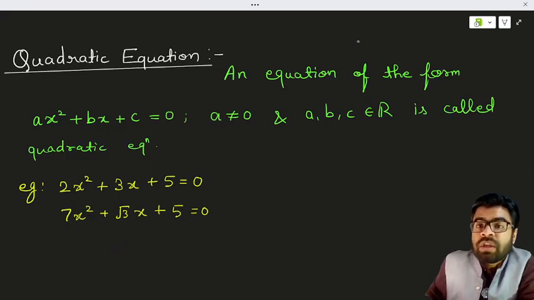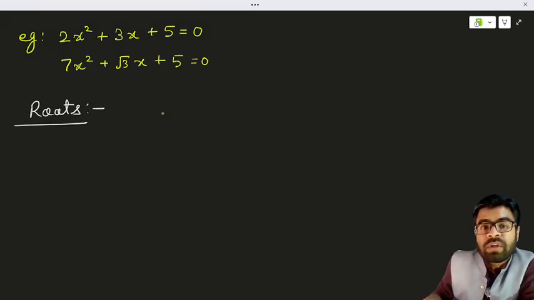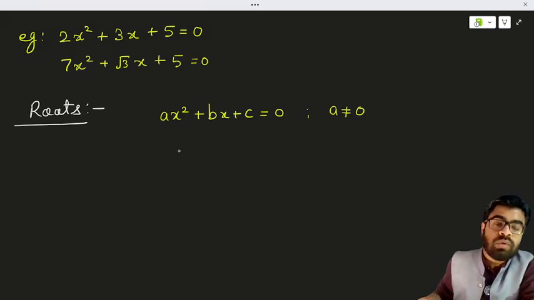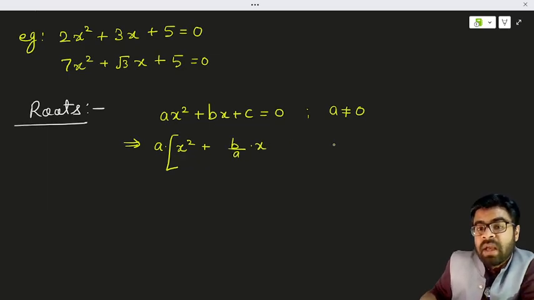Clear? Now let's write down the next heading, that is roots. So how can you find the roots of a quadratic equation? Suppose I have a quadratic equation like this, ax square plus bx plus c equals to 0, where the coefficient of x square, that is a, is non-zero. So if a is non-zero and I take a as common, what we get is x square plus b upon a times x, and then I'm leaving some space here and writing plus c upon a equals to 0.